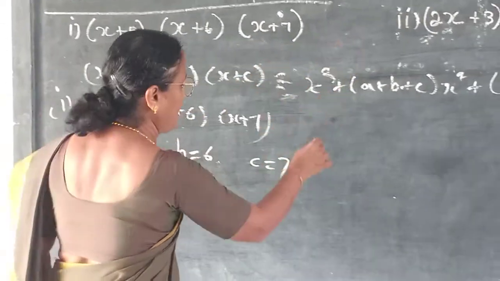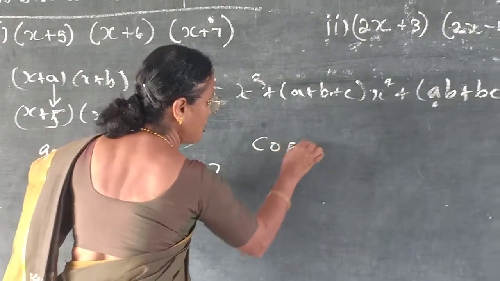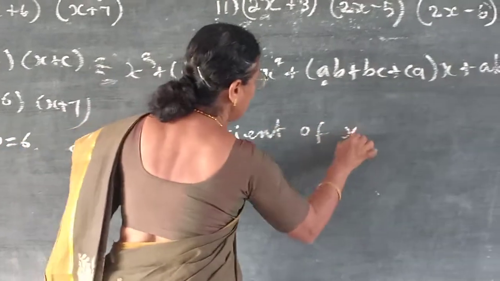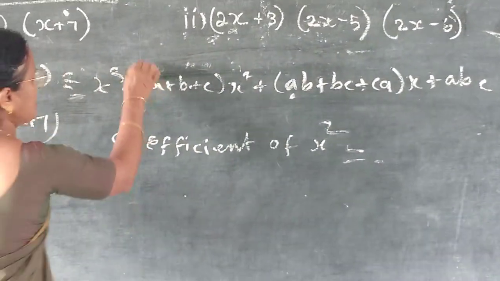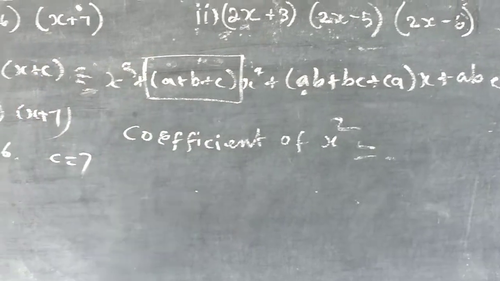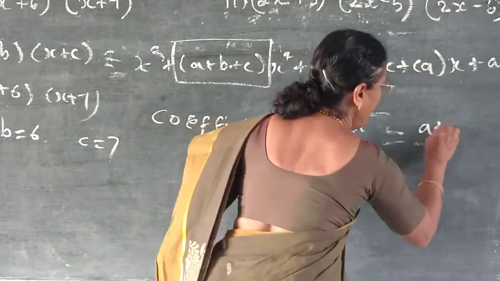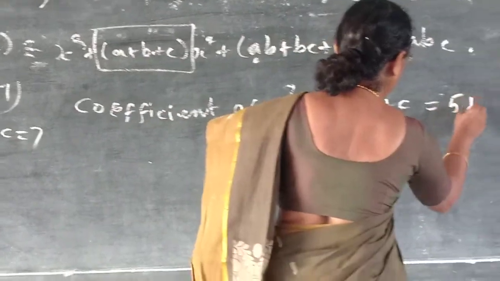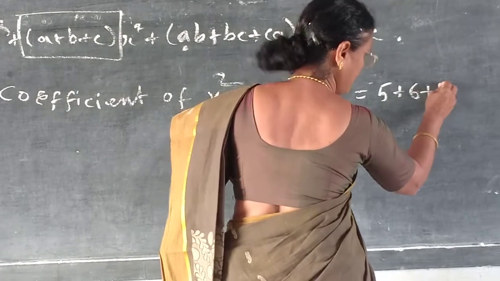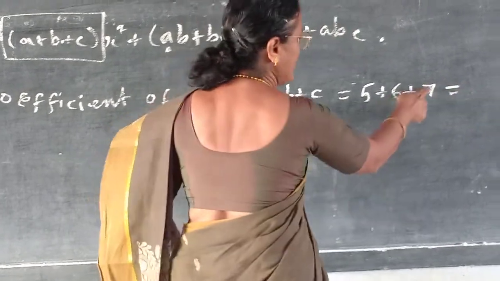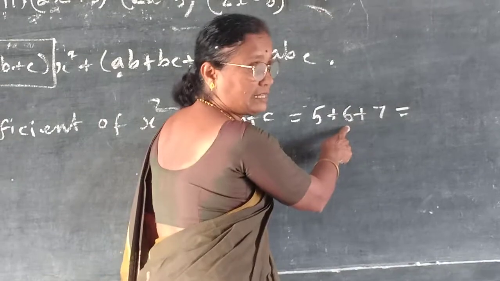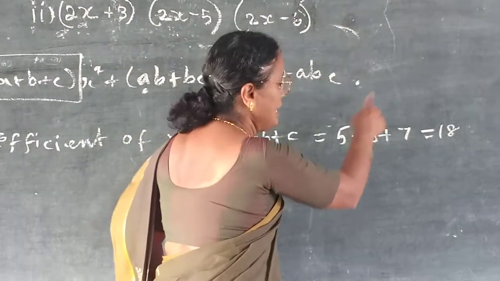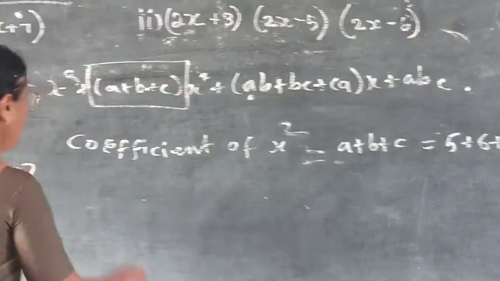So what do you want to find out? Coefficient of x square. Understand? Coefficient of x squared is what? a plus b plus c. Very good. What is a? 5. 5 plus 6 plus 7. What is the answer? 7 plus 3, 10. 10 plus 3, 13. 13 plus 5? 18. Otherwise, 5 plus 6, 11. 11 plus 7? 18.